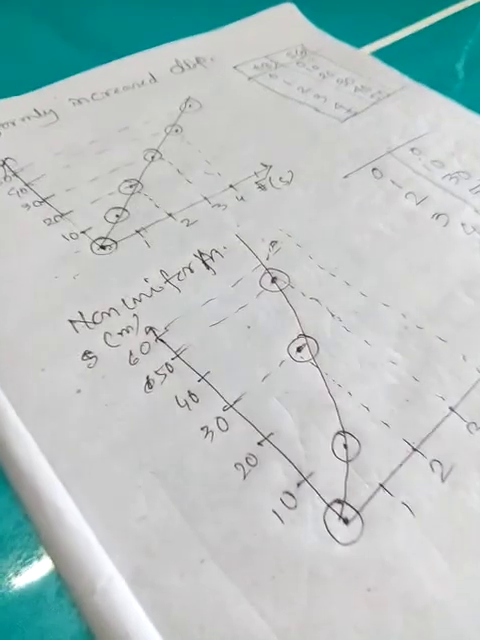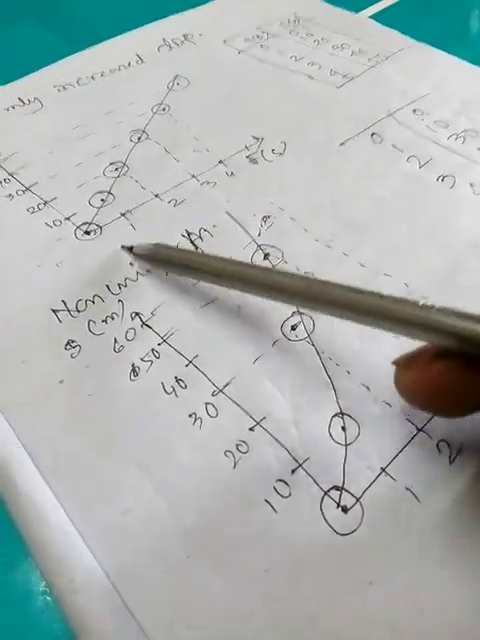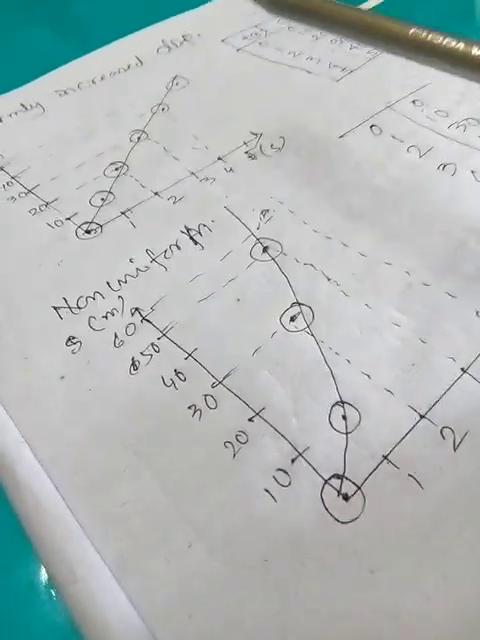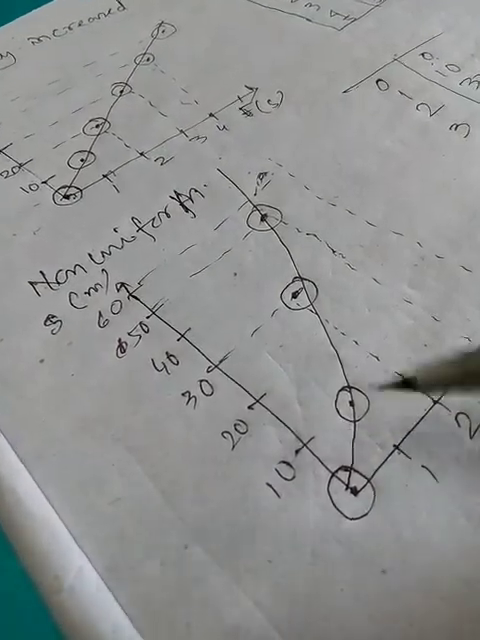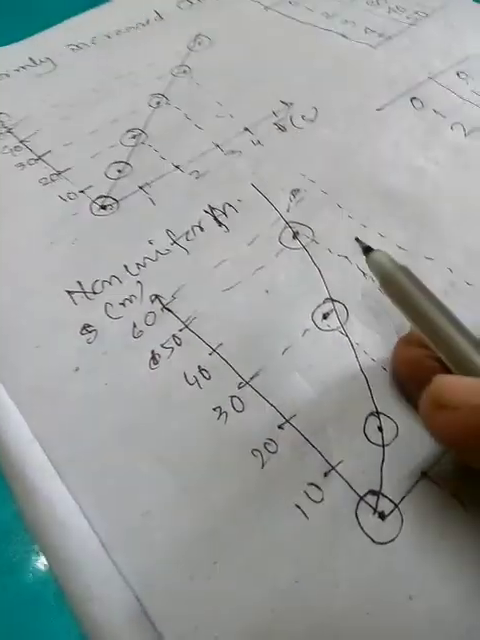Now we see it is not a straight line, it seems to be looking like this. Okay, it is increased this way. So if it is increased uniformly, then it is a straight line. If it is increased non-uniformly, then it will be a curve.